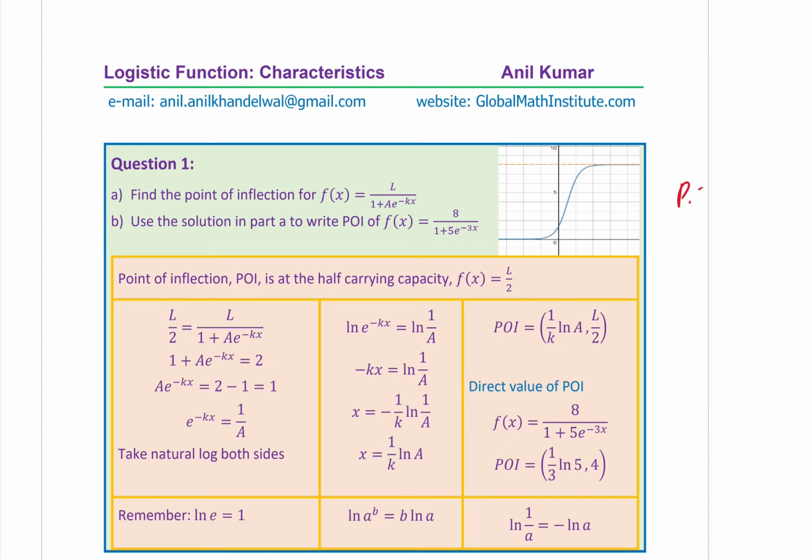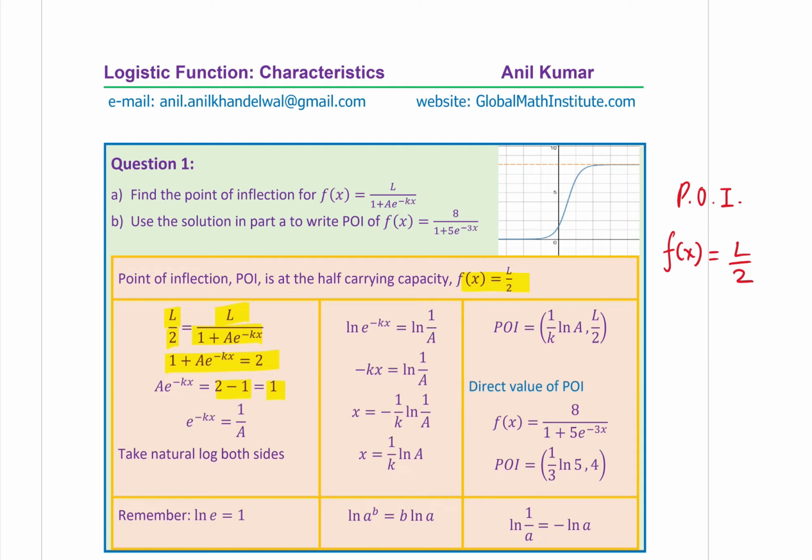The strategy is very clear. Since we know that the point of inflection is at a point where the value of the function is half of L, the very first step is to put the function value L over 2, equated to L over 1 plus a times e to the power minus kx. Now, clearly, we can equate the denominators to 2. So 1 plus a e to the power minus kx is equal to 2. Taking 1 to the other side, 2 minus 1 is 1.